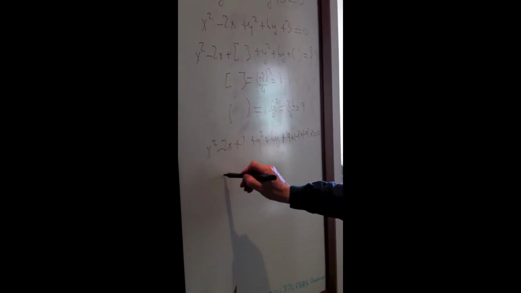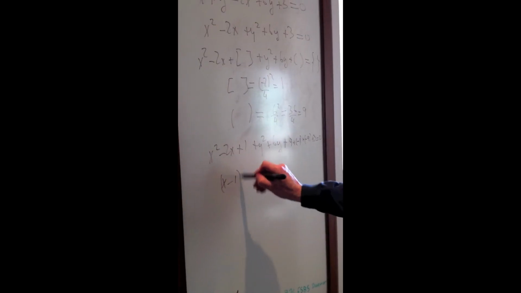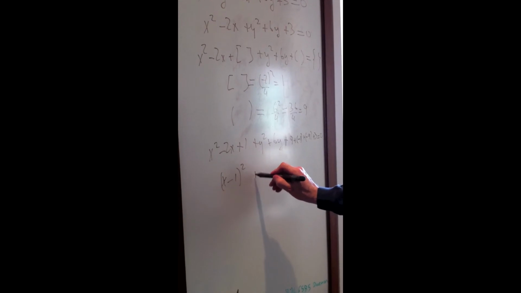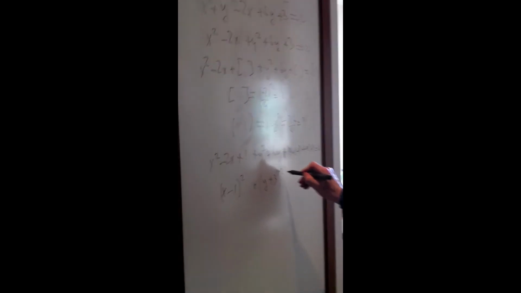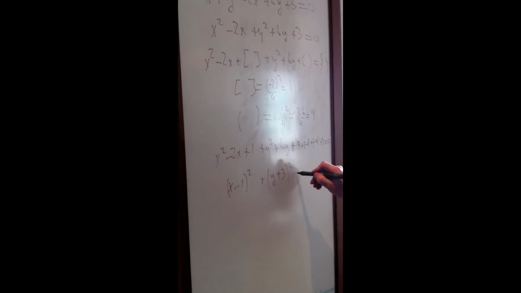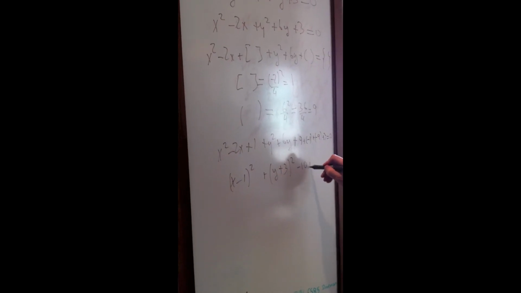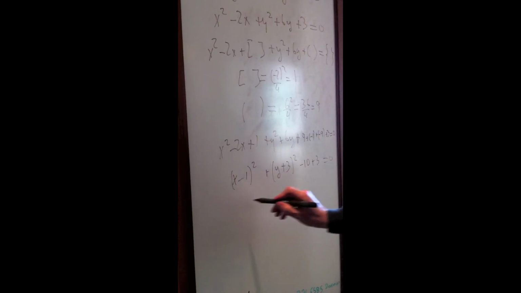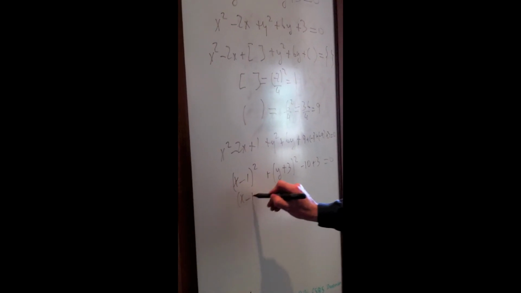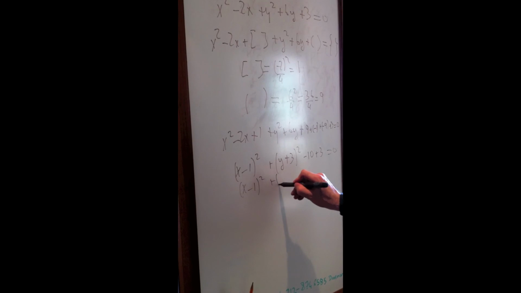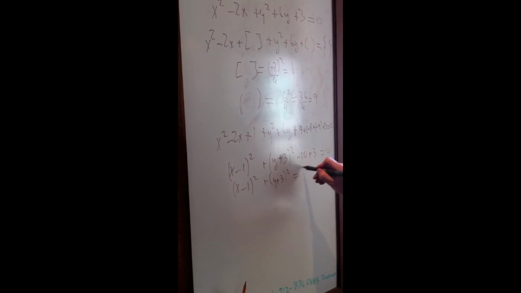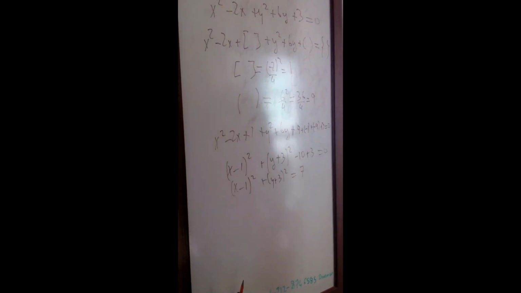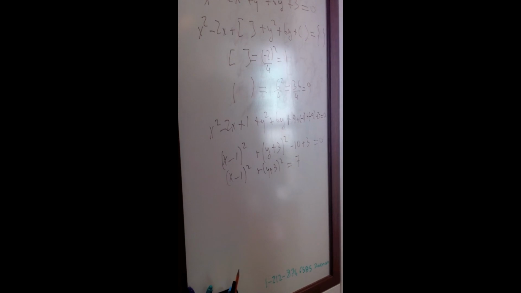And now we can rewrite this as (x minus 1) squared plus (y plus 3) squared minus 10 plus 3 equals 0, or again, (x minus 1) squared plus (y plus 3) squared equals 7, which gives you the answer to the problem.